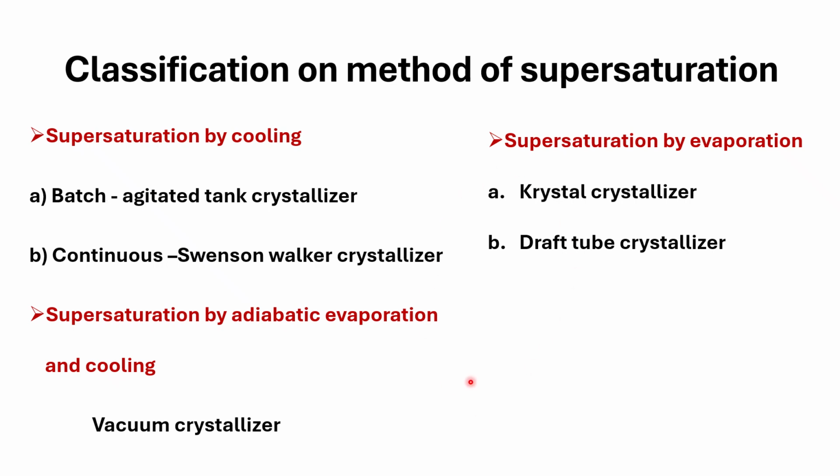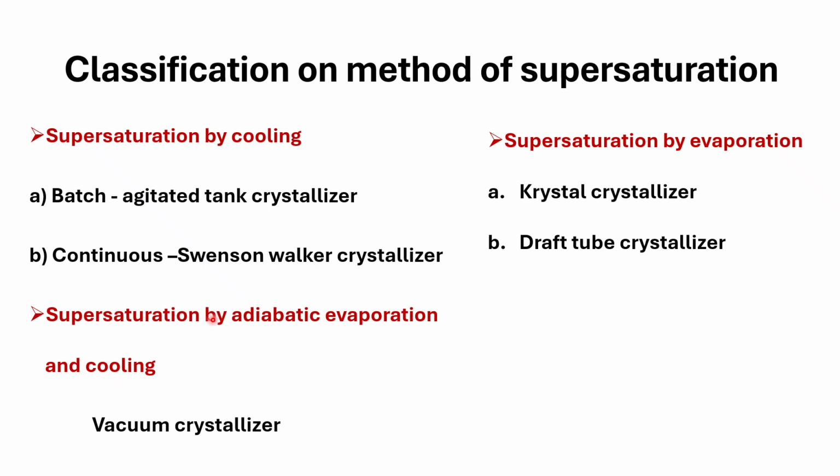Classification based on supersaturation. Based on the method of supersaturation, crystallizers can be classified as supersaturation by cooling. When you cool the magma, supersaturation occurs, from which crystallization begins. It is classified as batch and continuous. In batch, you have the agitated tank crystallizer, and in continuous, you have the Swenson-Walker crystallizer.